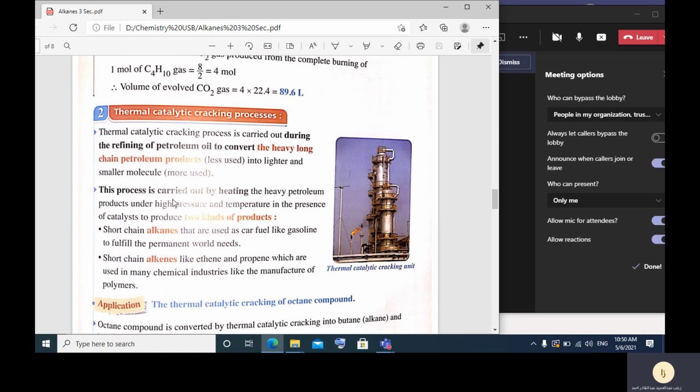This process is carried out by heating the heavy petroleum products under high pressure and temperature in presence of catalyst to produce what? 2 kinds of products. Number 1, short chain alkanes, and number 2, short chain alkenes. Short chain alkanes are used as car fuel like gasoline, to fulfill the permanent world needs.